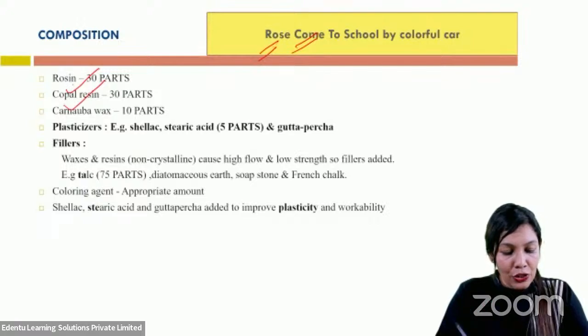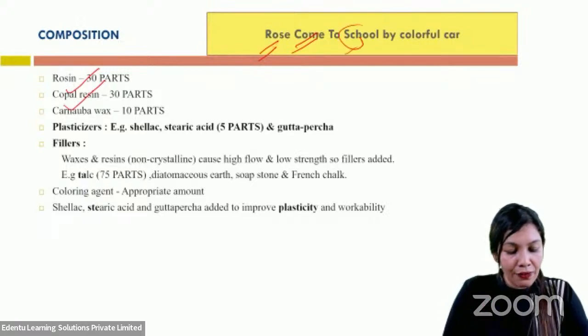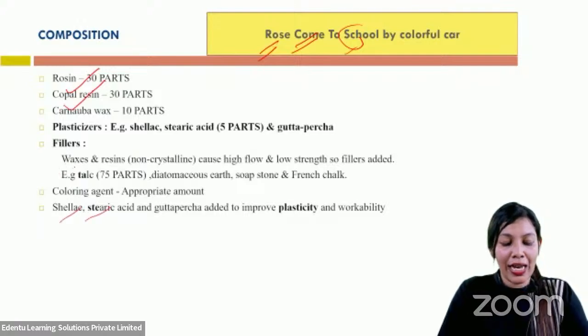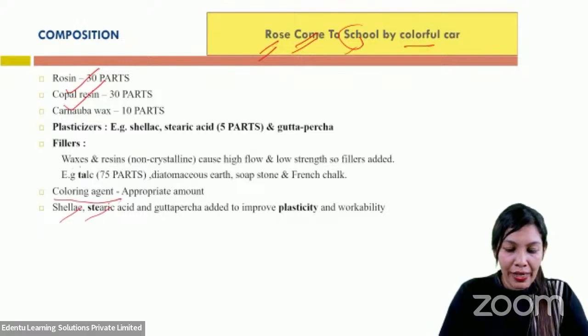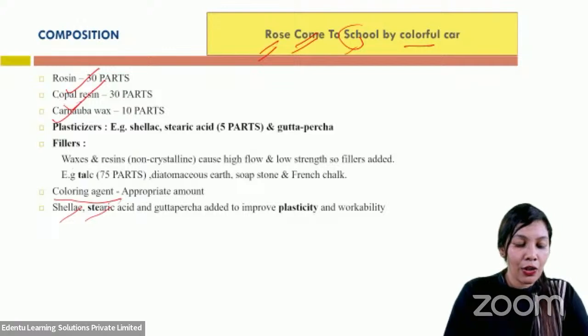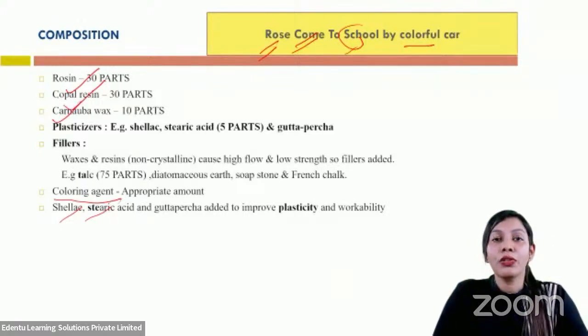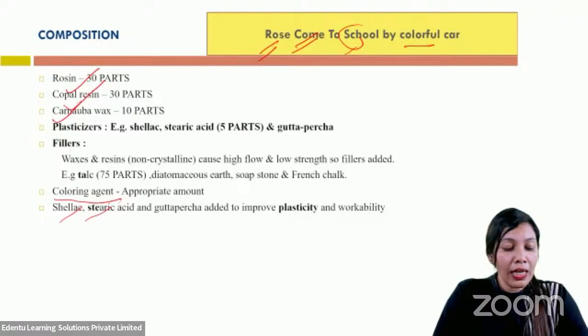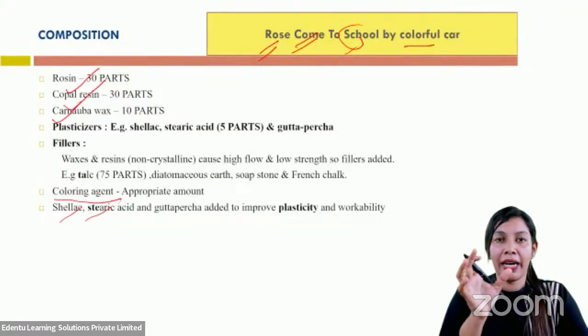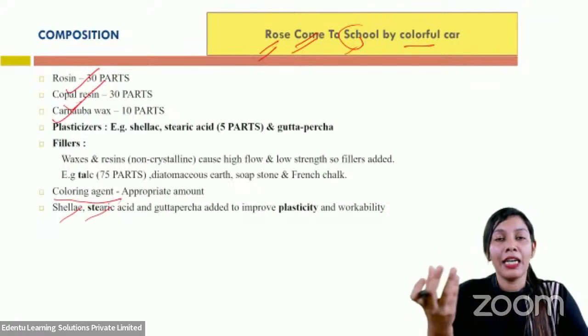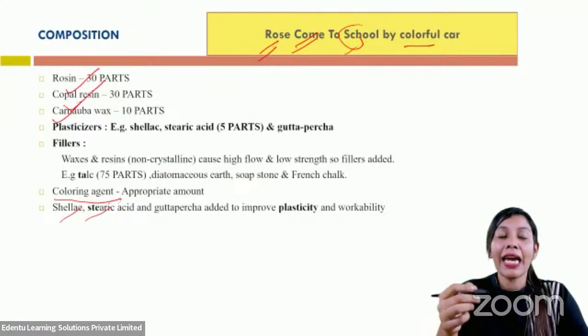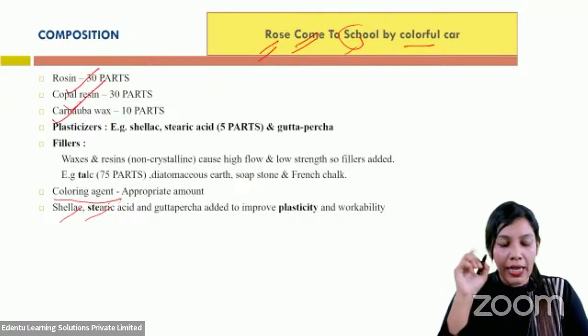And next is school, which consists of shellac and stearic acid, which is used as a plasticizer. Colorful means the coloring agents which we use. Car is mainly carnauba wax. Hope you understand. Rose is rosin, CO is copal resin, school is shellac and stearic acid, colorful is the coloring agents which we add, and car is carnauba wax. That is one thing that you need to memorize.